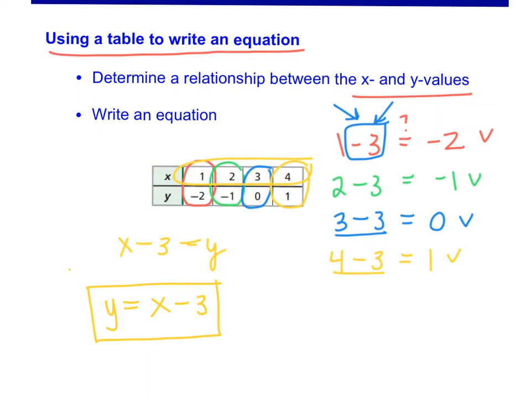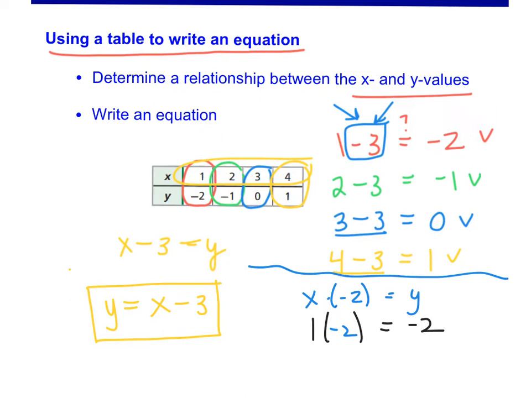Other things you could try, because it may not be the first one, maybe multiplication. 1 times what number can get us -2? And you'd say, oh yeah, -2 works. So if you take your x value and multiply it by a -2, do you get the y value? So you try it on another ordered pair, because it worked on the first one. So the second ordered pair is 2 times -2, and now we're looking at this second ordered pair right here. Does that equal the -1? Well, 2 times -2 is -4, which does not equal -1. So then we know that multiplying by -2 doesn't work.